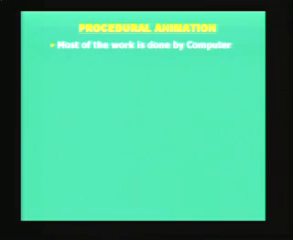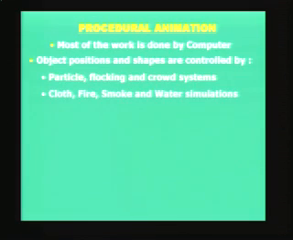Okay, keyframe. Let us move to the next part of animation, which is procedural animation. We will go through the key points in the procedural animation. Most of the work is done by a computer. Object positions and shapes are controlled by particles, flocking and crowd systems. Typical examples are cloth, fire, smoke and water simulations.